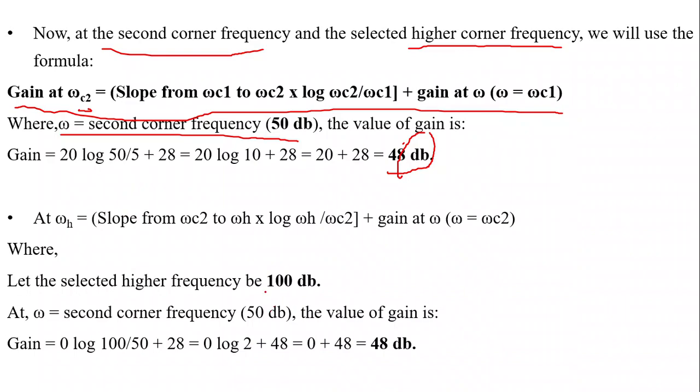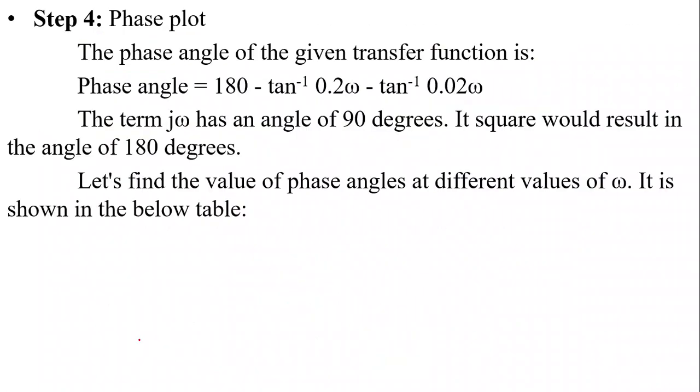So for the higher frequency we have to take 100 dB. In the above case we took 50 dB. So we use the same formula we considered in the previous case. We just substitute 100 in place of 50 in the gain formula, and at last we get 48 dB. So these are the second frequencies, that is our higher corner frequencies.